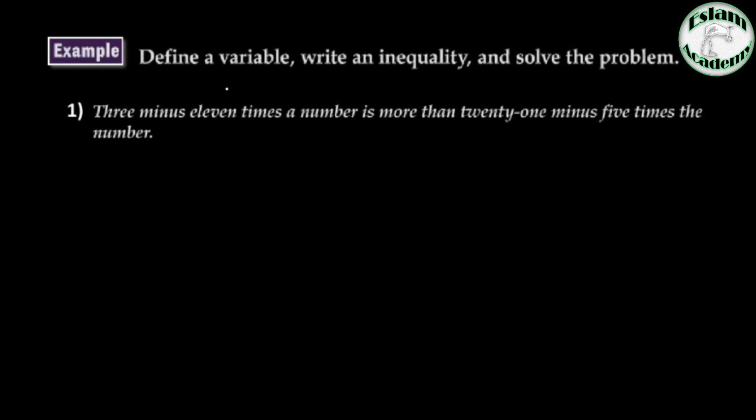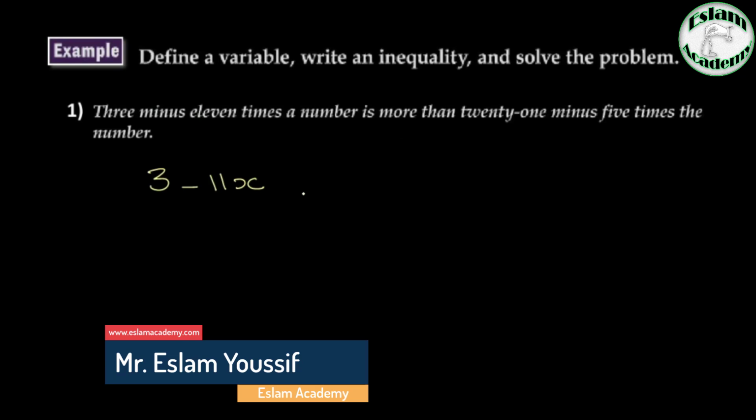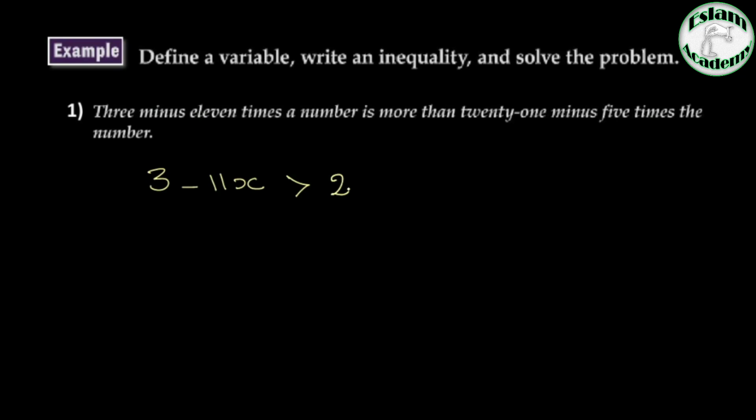In this problem, we need to define the variable, write the inequality, and solve the problem. 3 minus 11 times the number, which is 11x, is more than 21 minus 5 times the number, which is 5x.